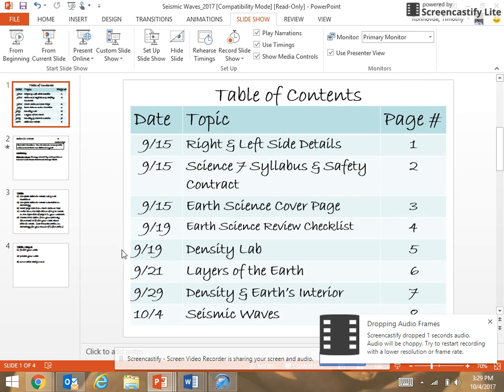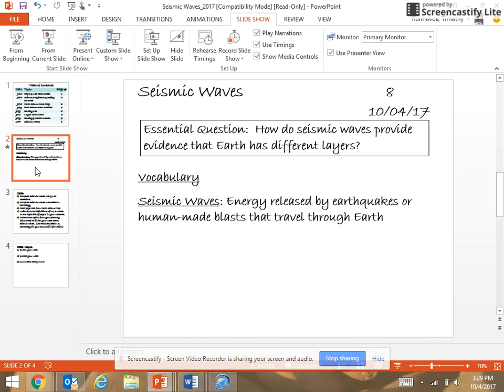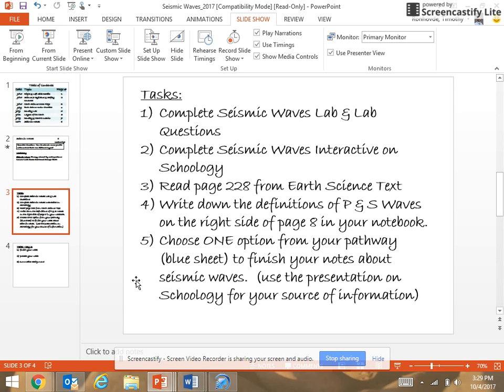Okay, after that, we set up your notebooks, and you participated in a seismic waves activity. And your setup for that was how do seismic waves provide evidence that Earth has different layers? And as we said in class, it's kind of how do they know this? So how do scientists know what the inside of Earth looks like? And particularly helpful in that discovery process are seismic waves. And so you defined those. We did a brief reading together with partners. And then we broke into groups.